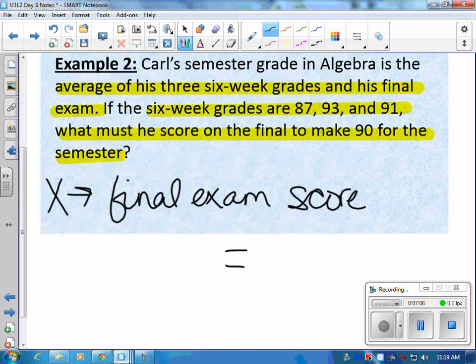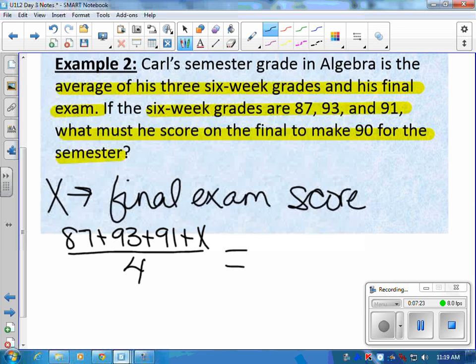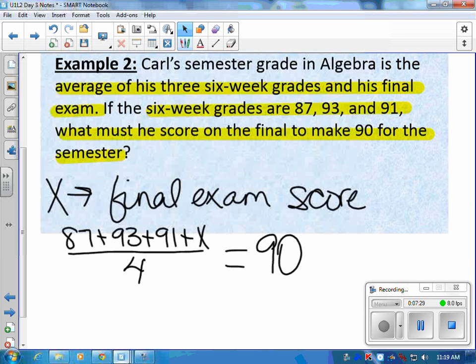So you have an example in your book that you should be looking at. Zach? I know that I want my final average to be 90. And to calculate that average, I take my 3 6-week grades and my final exam grade. I know what my 3 6-week grades are. I don't know what my final exam score is, but I still have to include that in my average.